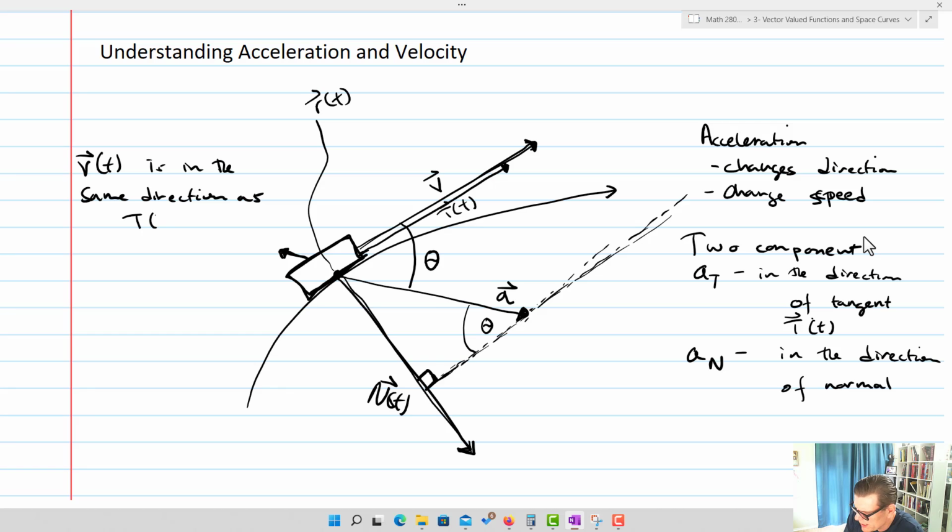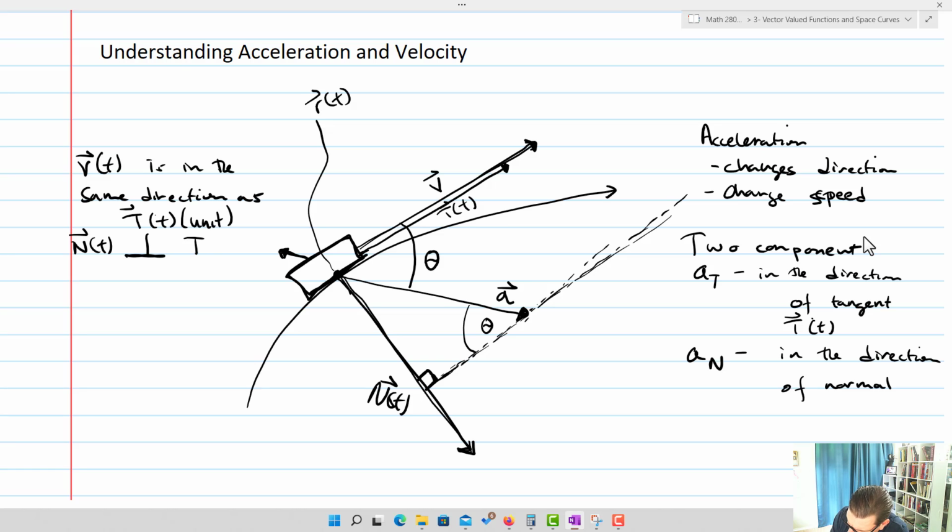The difference between T(t) and v(t) is that T(t) is divided by the magnitude of r'(t), right? T(t) is a unit vector. That is, it has a length of 1. Then we have our normal vector, which is perpendicular to T(t). So N(t) is orthogonal, and that's that picture.